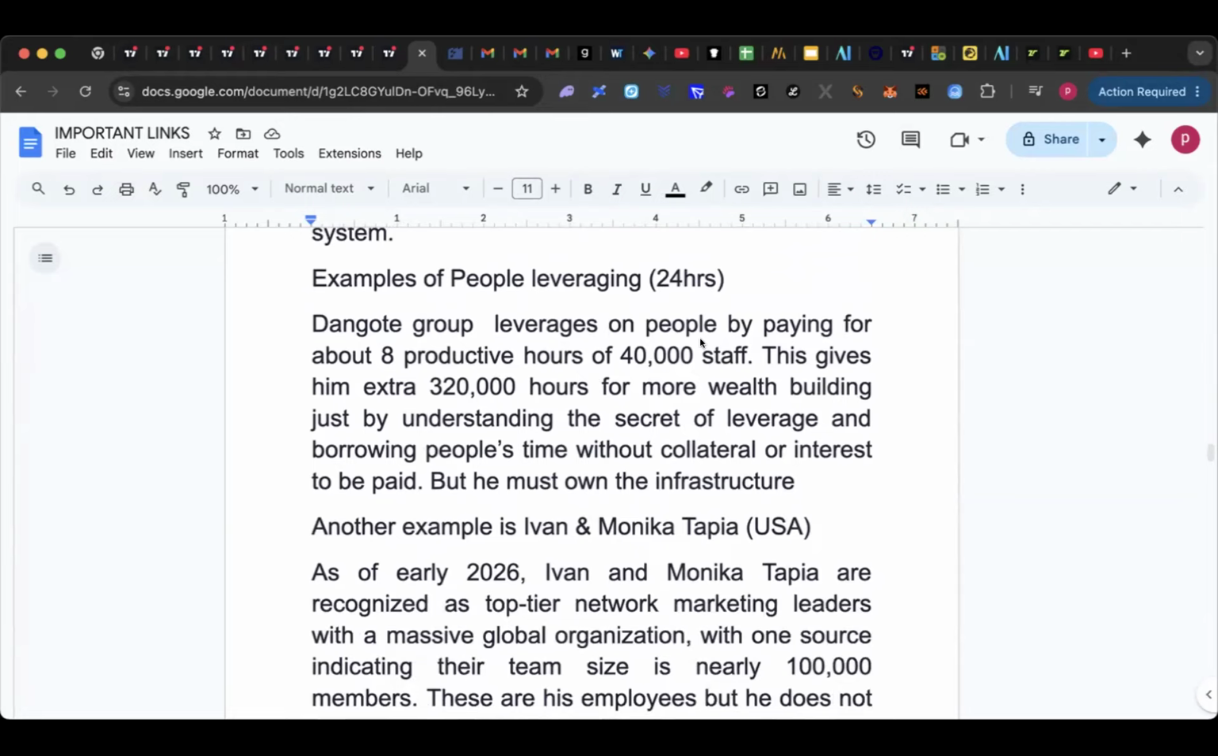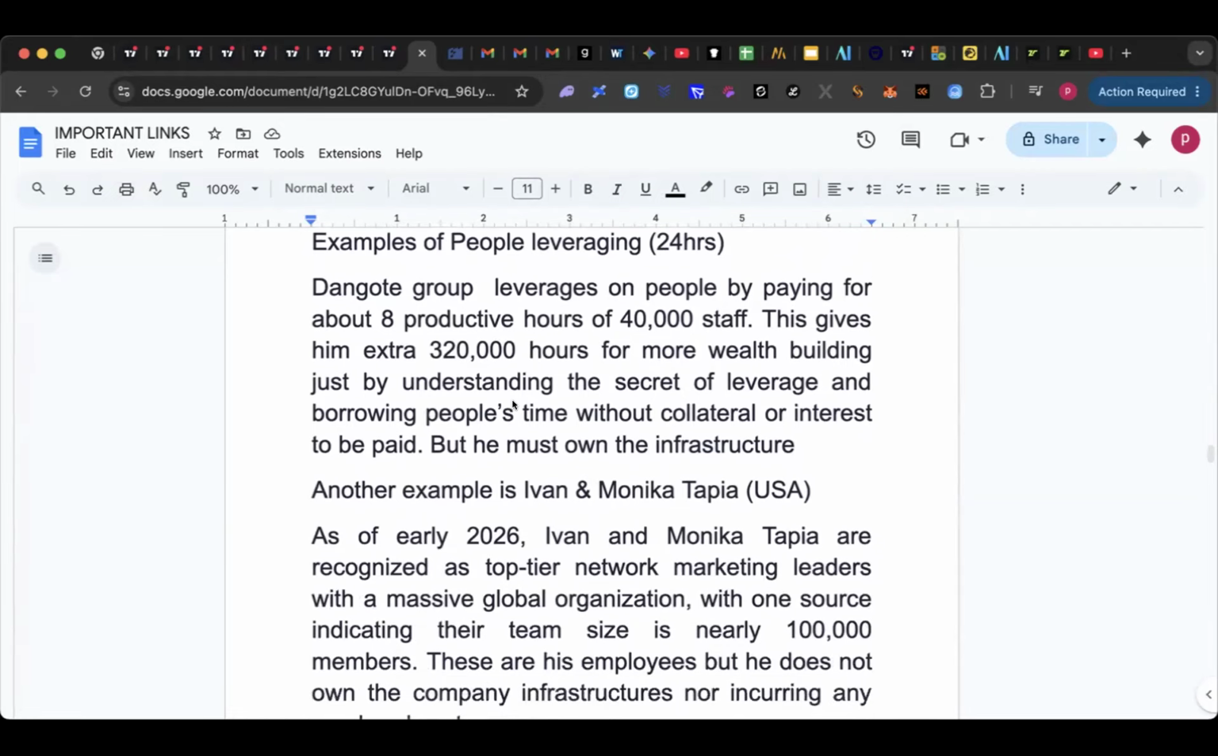An example of people leverage is Aliko Dangote. Let's quickly look at it. Dangote Group leverages people by paying for about 8 productive hours of these people. We have checked that Dangote has an average of about 40,000 staff in his organization. He's leveraging on their 8 hours, but he paid for it. So that means Dangote doesn't have 24 hours in a day. Dangote has 320,000 hours in a day. A man with 320,000 hours a day will build wealth more than you.